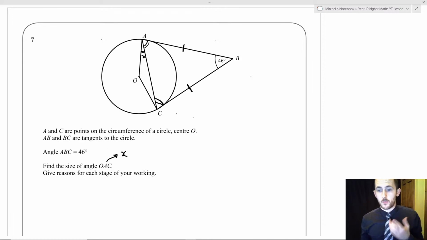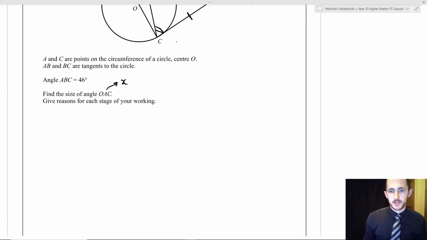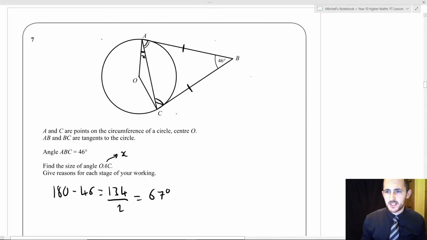So now we've got quite an easy job to do. All we need to do is do 180 minus 46 and then half it because the other two angles are the same size. So let's do it. We've got 180 degrees minus 46. That would give us 134. And then if we half that, we get 67 degrees. So these two angles inside are 67 degrees.